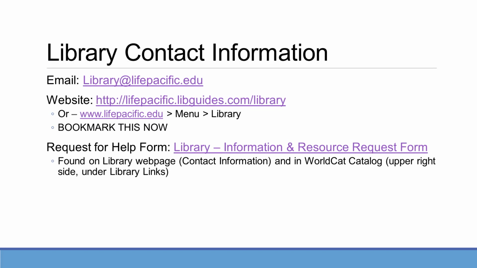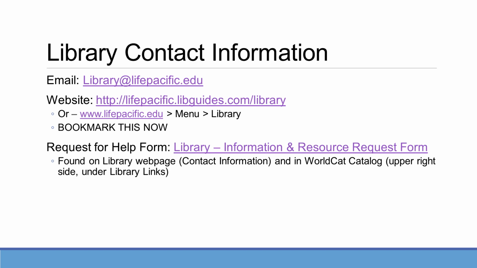Here is our basic contact information. The main email address is library@lifepacific.edu. That email is looked at by 3 library employees, and the one most responsible for the question will answer it. Our library website is found at lifepacific.libguides.com/library. You can also get there by going to lifepacific.edu, then Menu, and then Library.